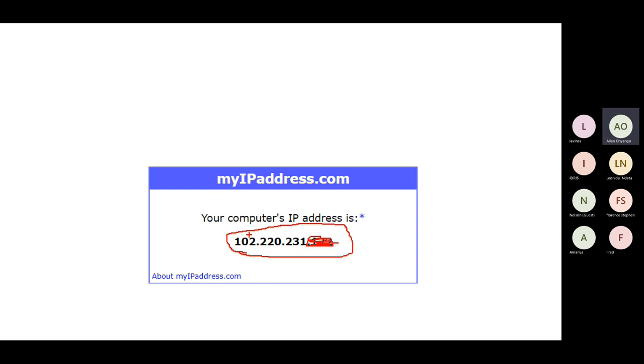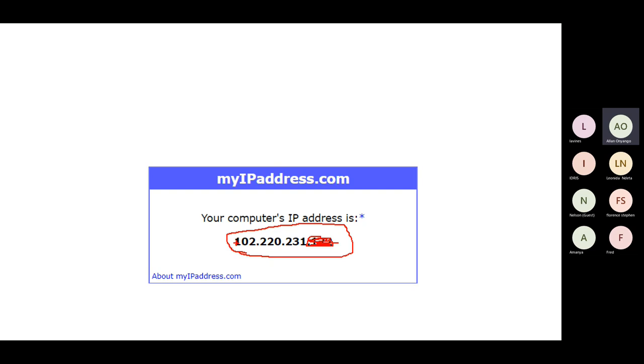Now, everyone in my network, if they can check this site, they will be able to find the same public IP. But their private IPs will be different, which means all of us are sharing the same public IP, but we have different private IPs.